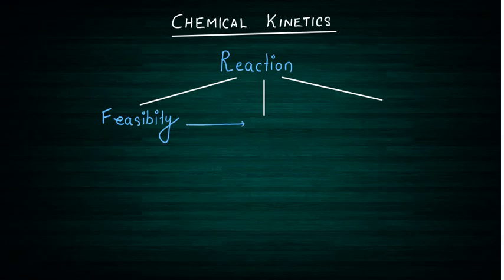Once feasibility is studied, the second important question arises: what is the extent of the reaction? For example, if I take 100 grams of reactants and I get 90 grams of product, then the extent of the reaction is 90%.